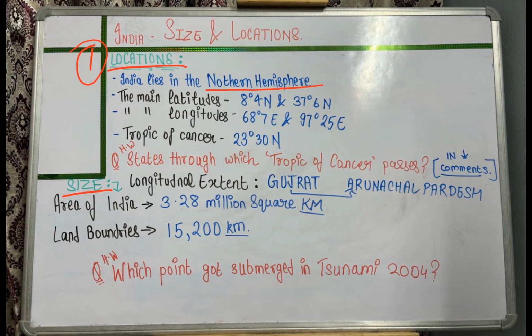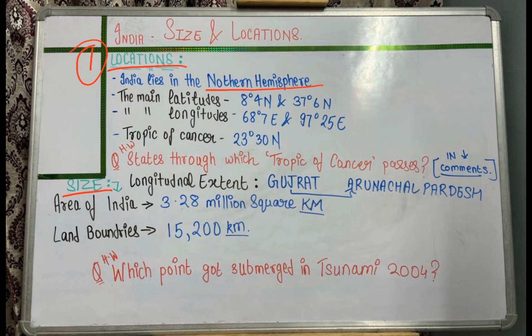Then you should also know from where to where the longitudinal extent lies. The longitudinal extent lies from Gujarat to Arunachal Pradesh. You should know which is the most northeastern state. It is Arunachal Pradesh. This could also be a very important question.